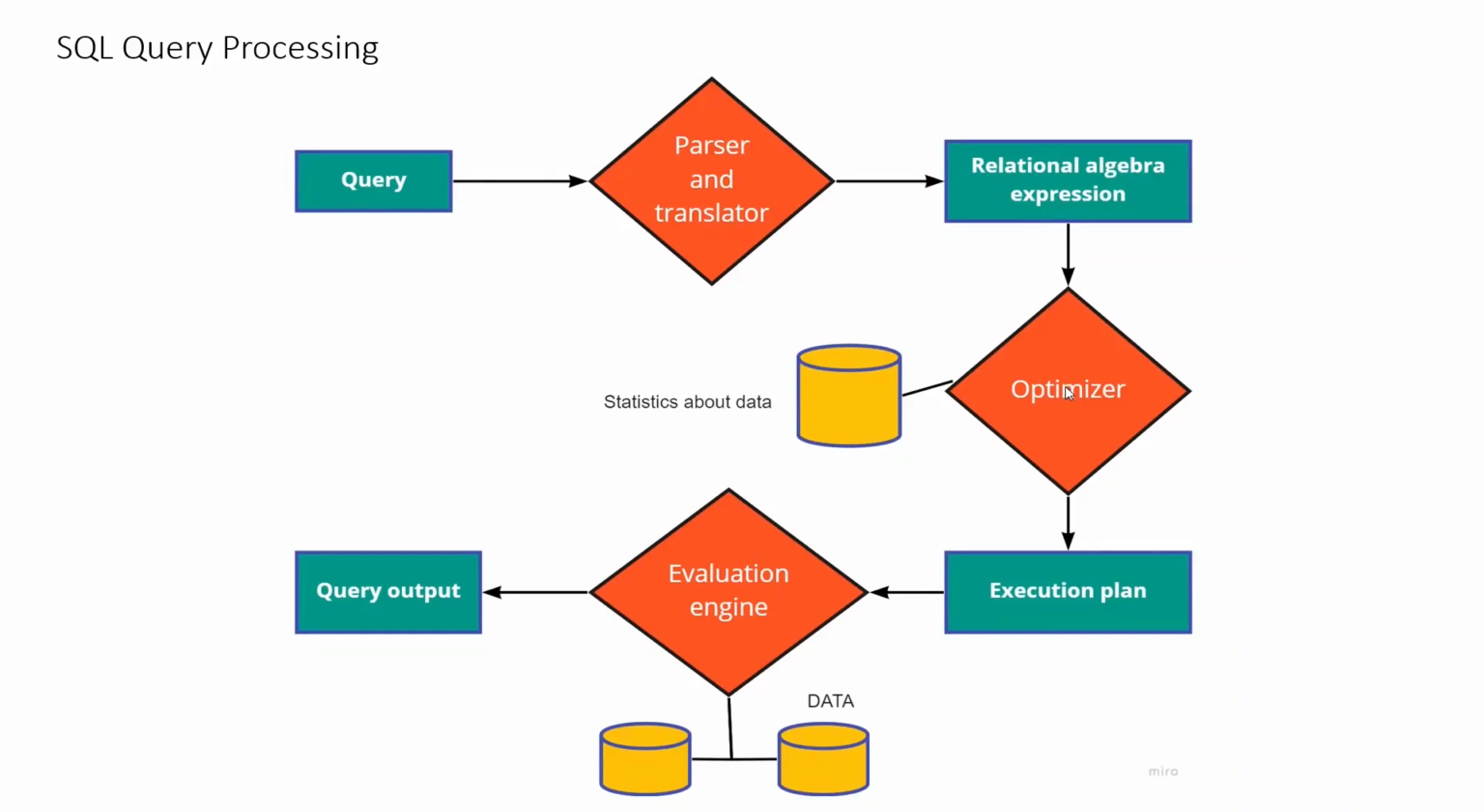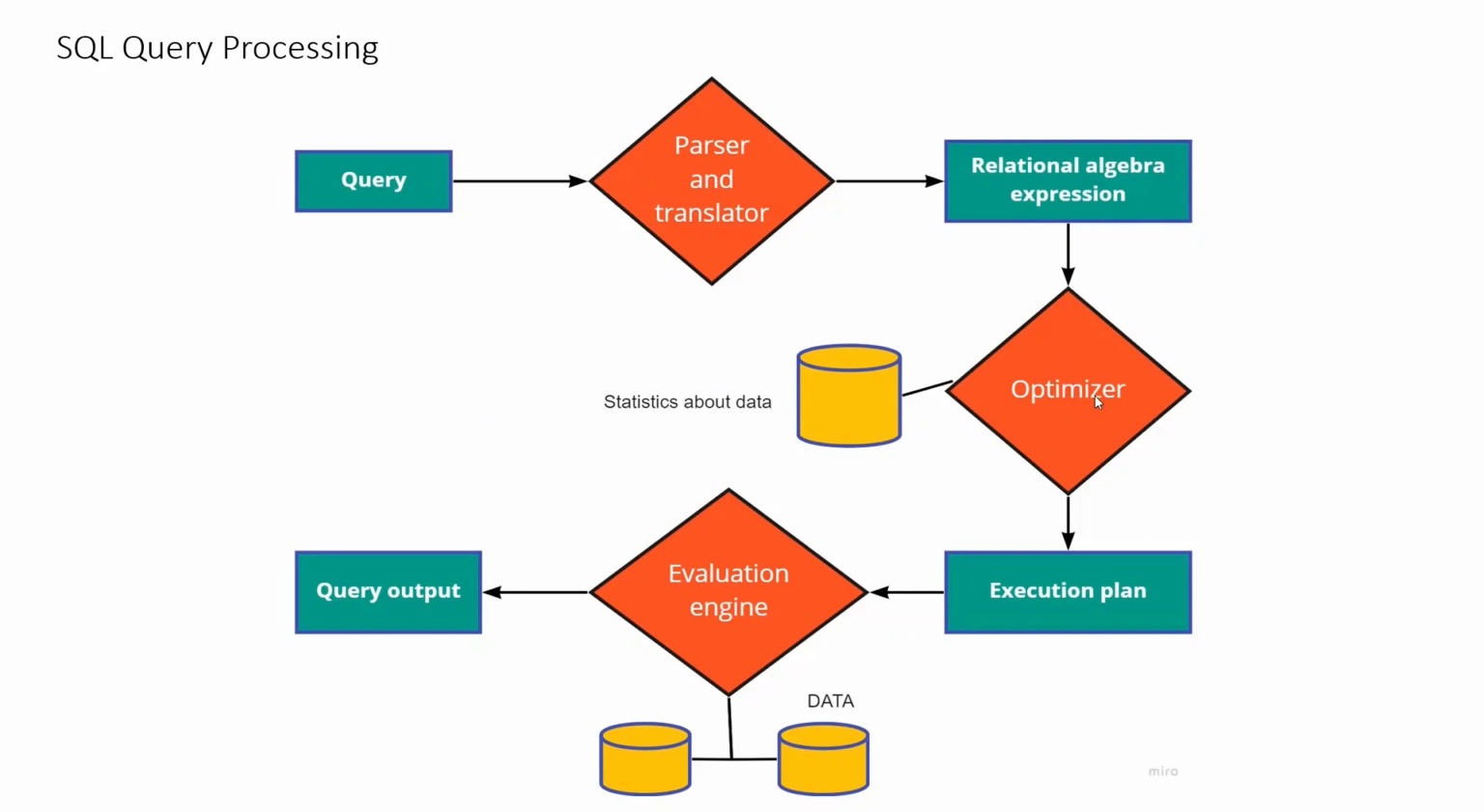And the optimizer will emit something called an execution plan. That execution plan is taken to the database engine, which will proceed according to that plan and generate the output that you want. So this is the process that happens in the backend when you write a query and hit the run command.